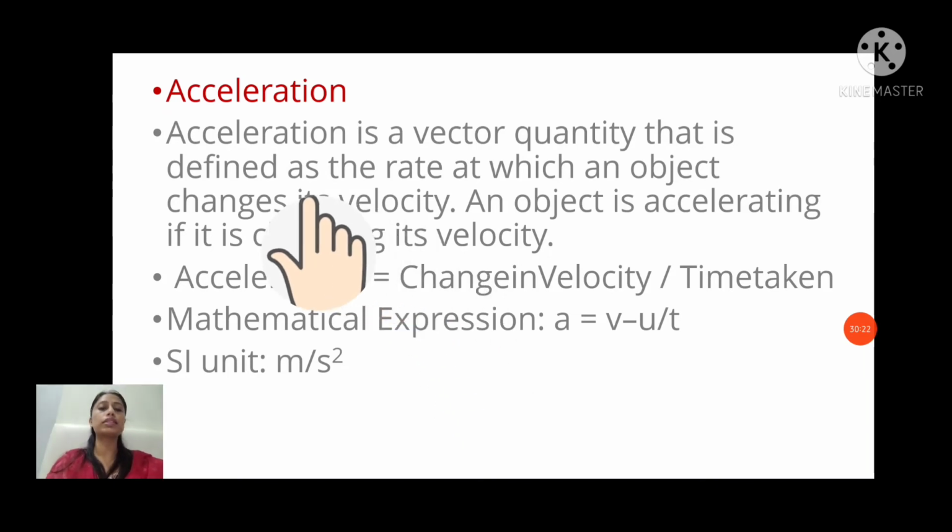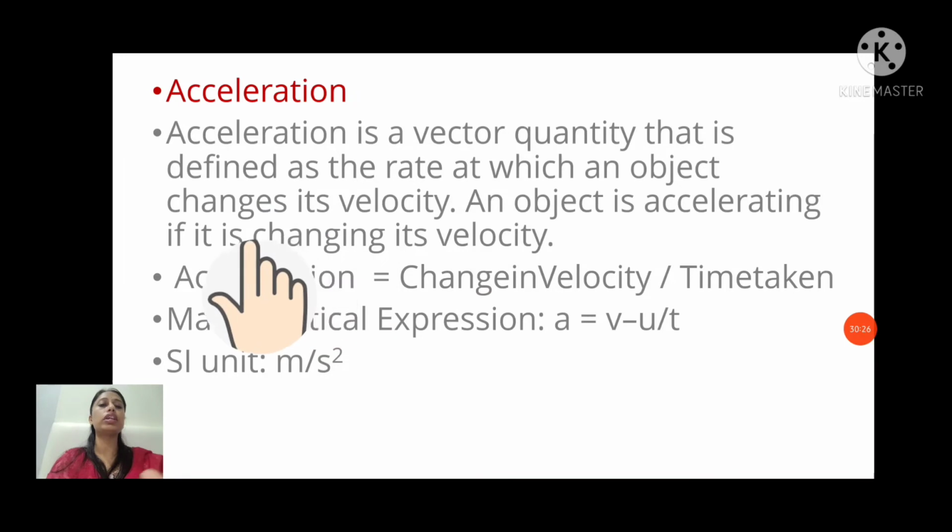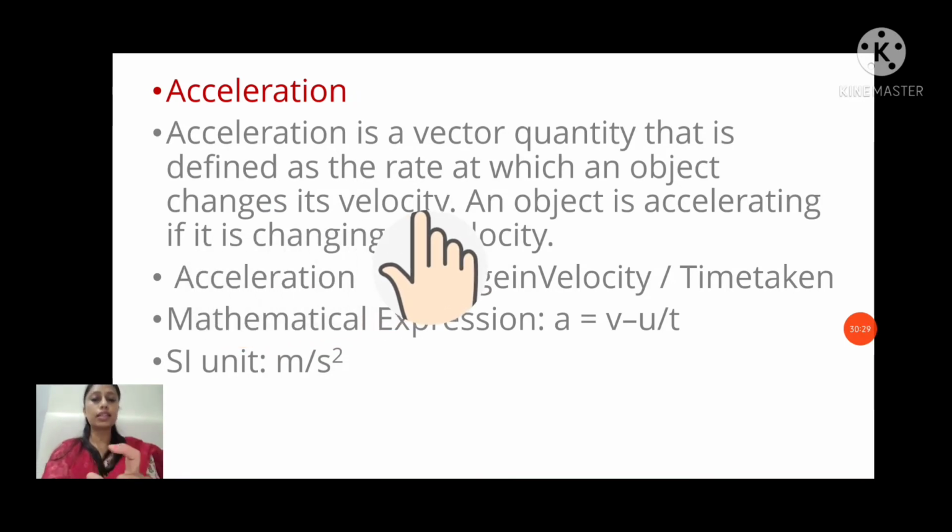Here you can understand more. Acceleration is a vector quantity that is defined as the rate at which an object changes its velocity. It is a measurement of the rate at which an object changes its velocity.